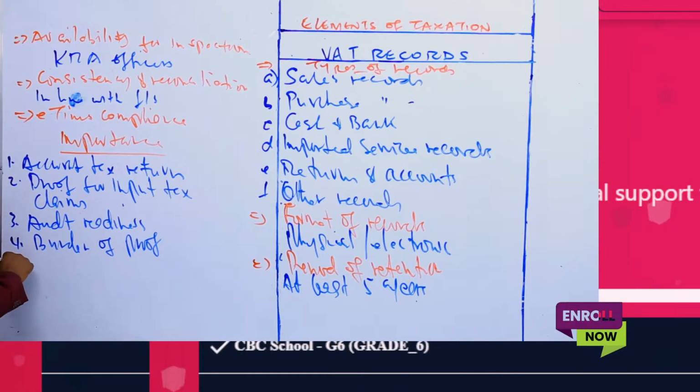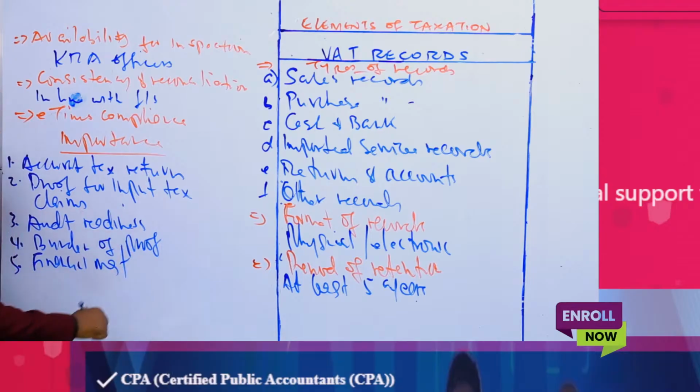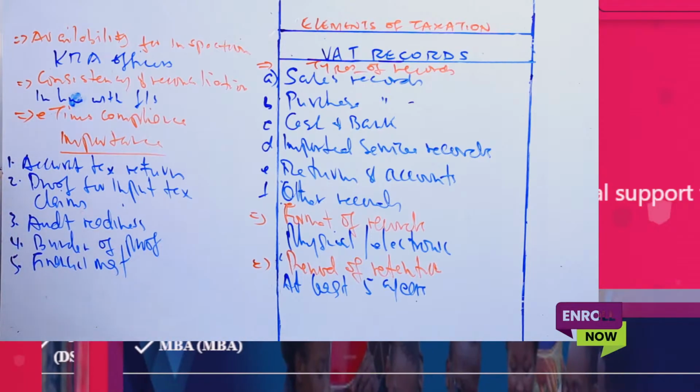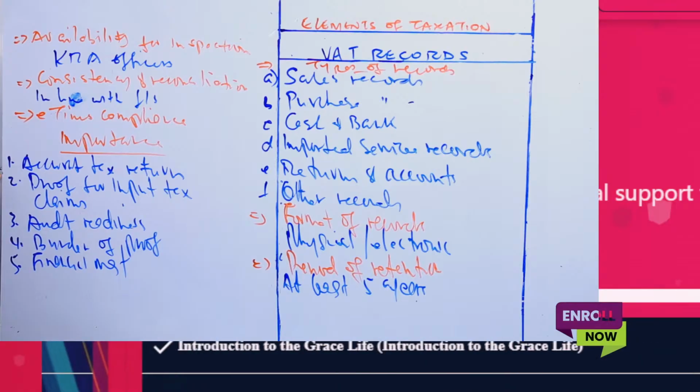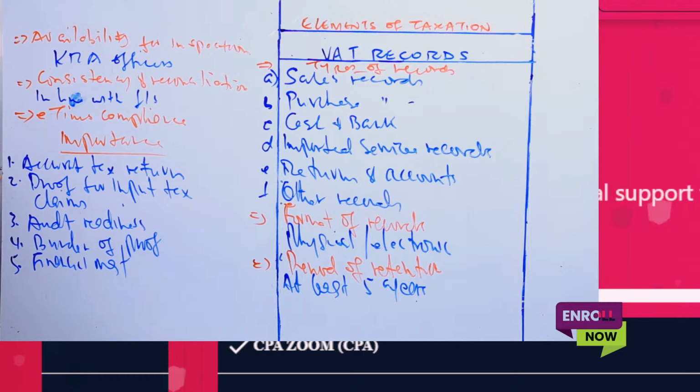Then another obvious reason is financial management. That is another reason why, if you are a VAT registered person, you should maintain proper records. These records provide clear financial insights for business decision making, for tracking profitability, and even cash flows.